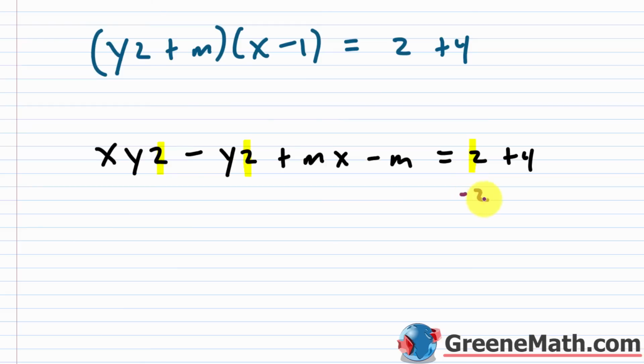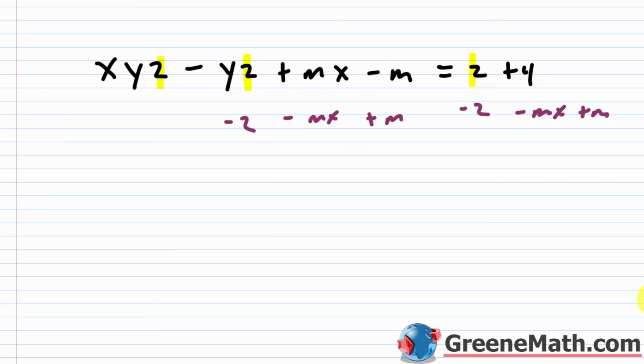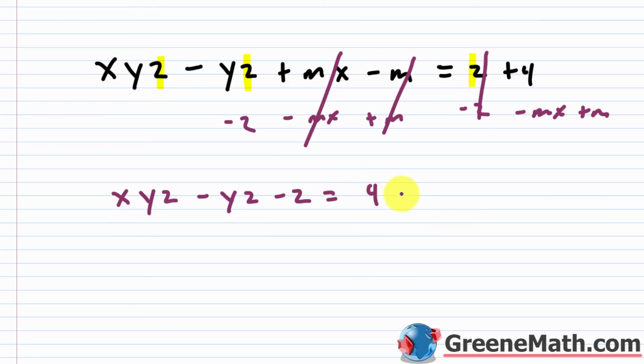So I'm going to subtract z away from here, and I'm going to subtract mx away from here, and add m to here, and add m to here. Let me slide down. What does that give us? We're going to have xyz minus yz minus z. This is going to cancel. This is going to cancel. This equals. This is going to cancel. So you have 4 minus mx and then plus m.